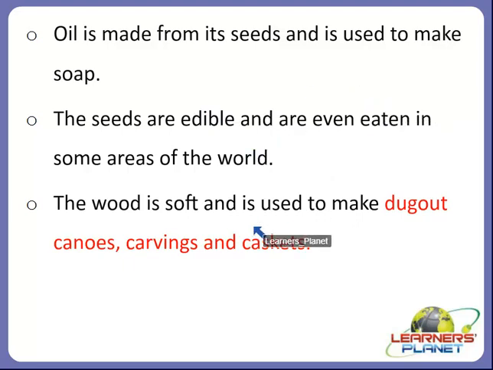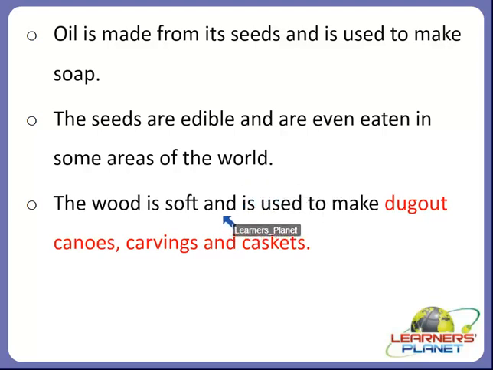Now you must be thinking that it is a foul-smelling tree, then how is it used to make soap? Yes, you know very well that many fragrances are added in making soap, so it is useful in making soap, but fragrances are added. Its oil is also useful, which is obtained from its seeds. And the seeds are also edible. Edible means they can be consumed and they are even eaten in some areas of the world.